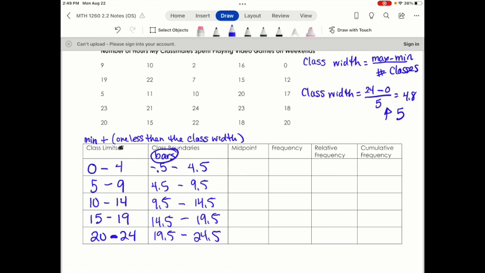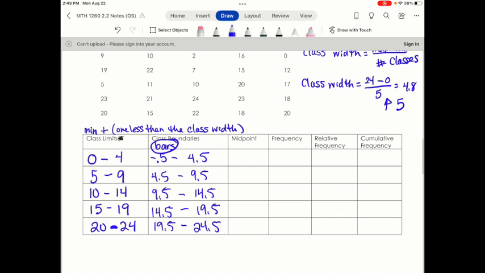Now for the midpoints, we need that for our frequency polygon. So remember, to find the midpoint, you take the lower boundary and you add it to the upper boundary and you divide by 2. So I'm going to take negative 0.5 and I'm going to add it to 4.5, and then I'm going to divide by 2. That should give you a 2. For the midpoint for the second class, I'm going to take 4.5 plus 9.5 and take that answer and divide by 2, and you're going to get 7. And then when you keep doing that, you should get 12, 17, and 22 for the rest of your midpoints.